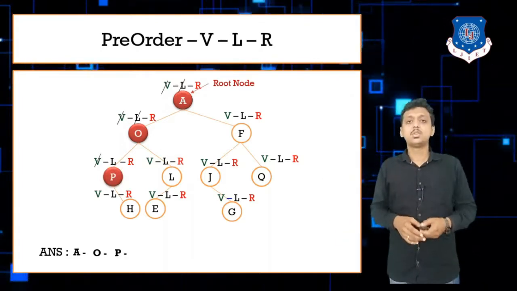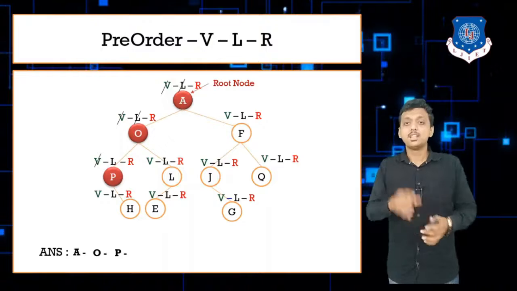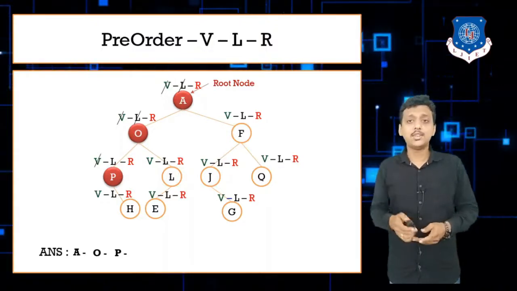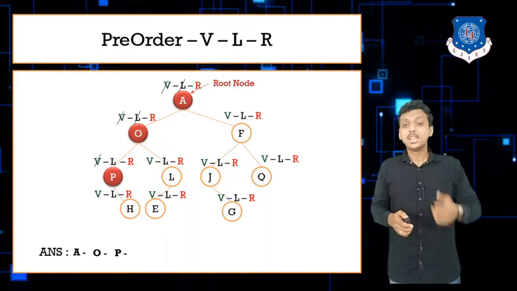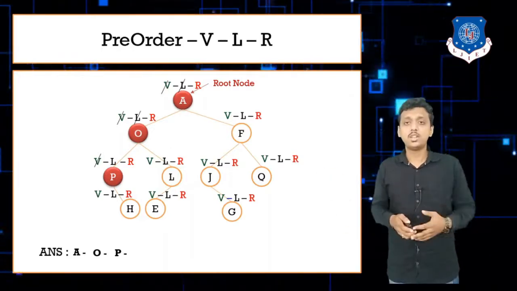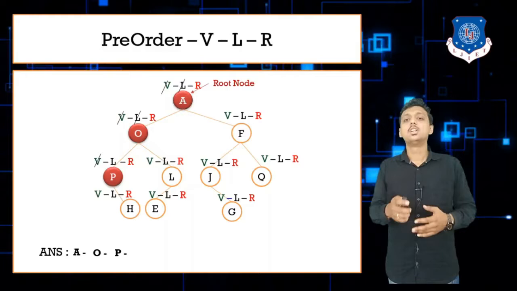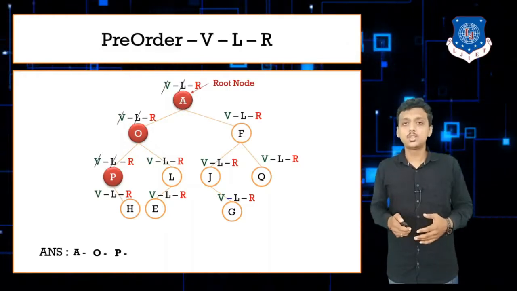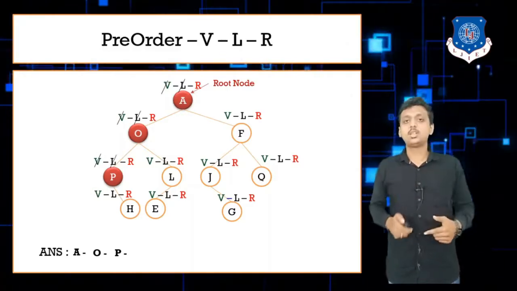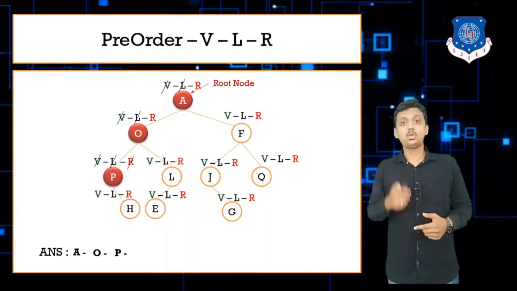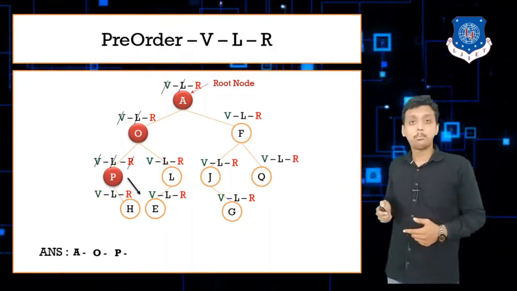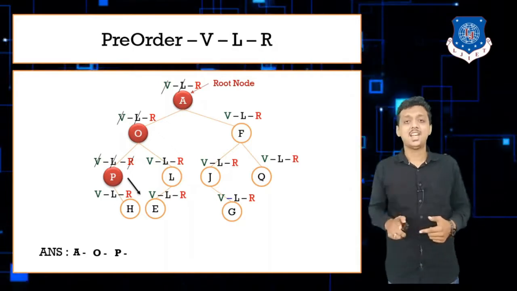Fine. So next, tell me, the next operation that we need to perform, that is L. Is there any node on the left side of P? Yes or no, students? Just watch in the figure. No. That means there are no nodes, so we just take the next operation, that is R. So I'm going to cut R and then move towards the right side of P, that is H.